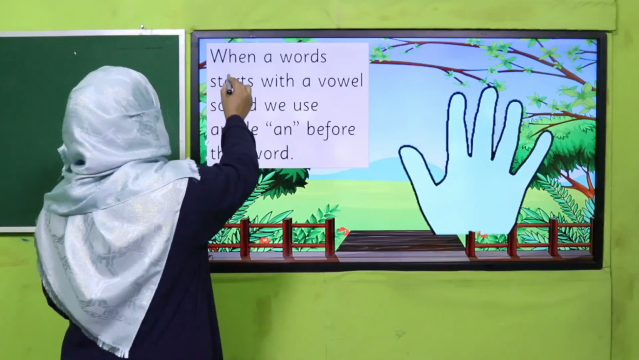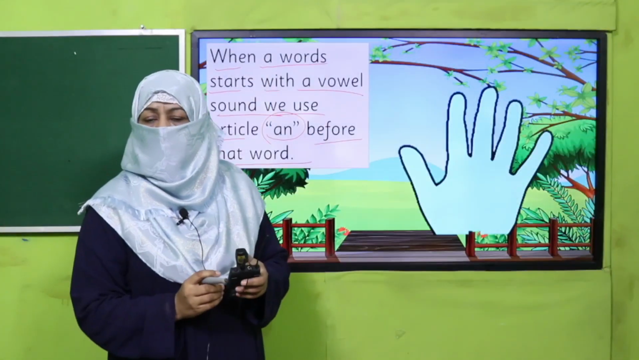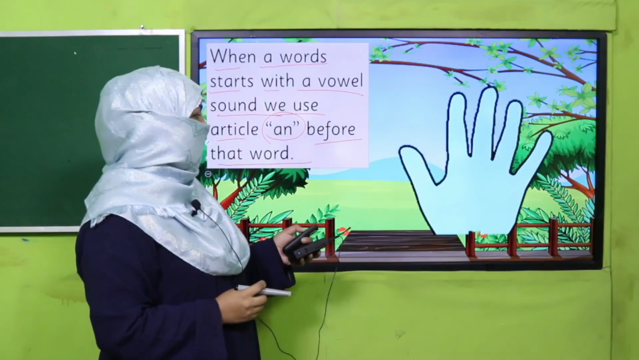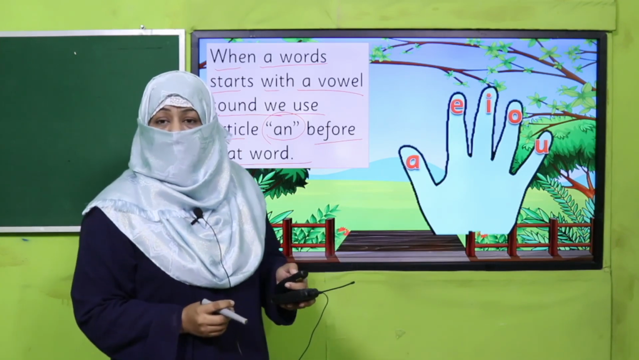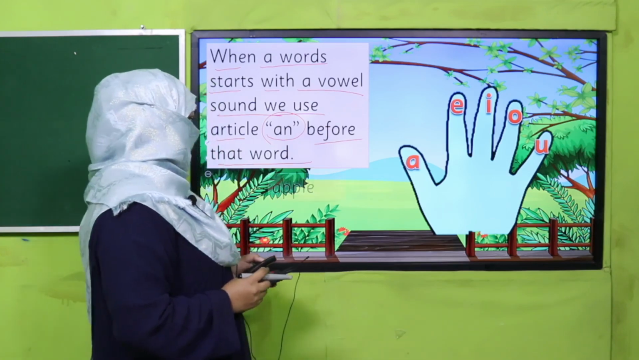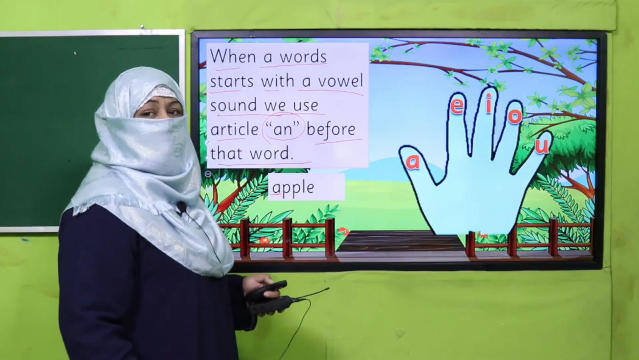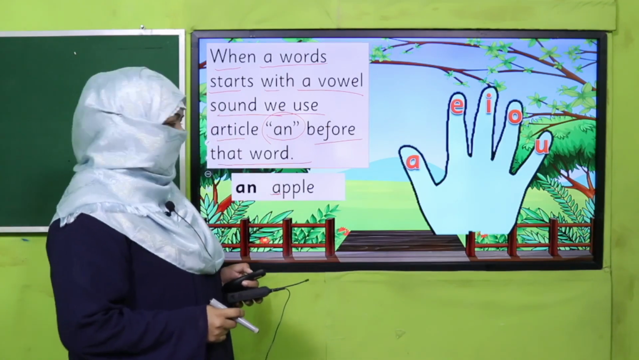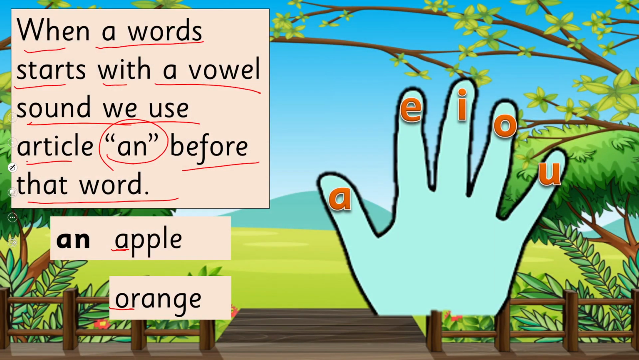So when a word starts with a vowel sound, we use the article an before that word. It means if you write a word, if you say a word and it starts with the sound A, E, I, O, U, which article do you use? An. For example, apple. When we say apple, it starts with a vowel sound, so we say an apple, right? Likewise, orange. It starts with a vowel sound, so we say an orange, right?